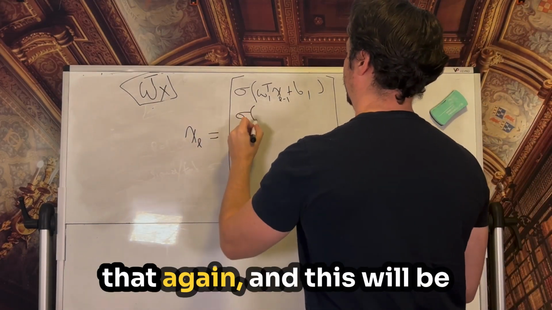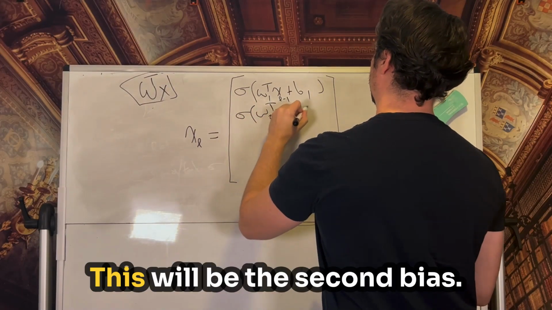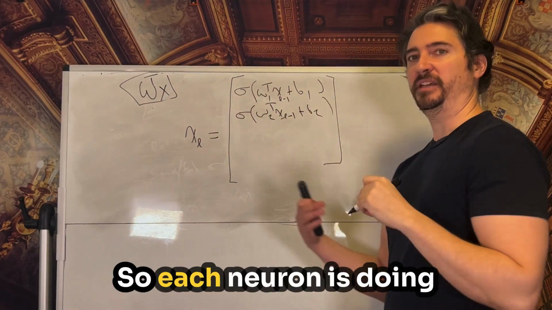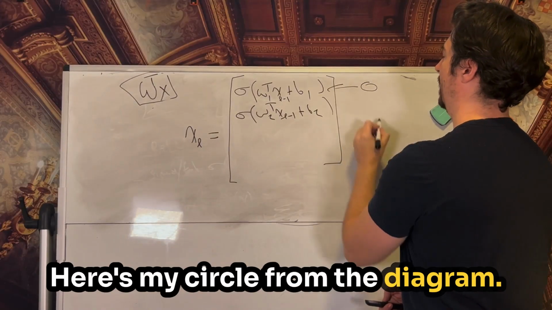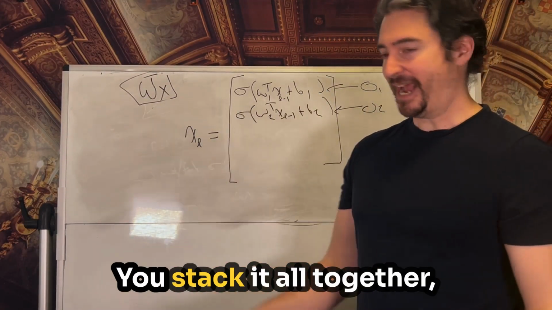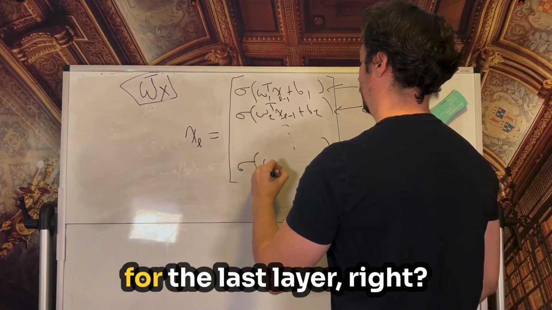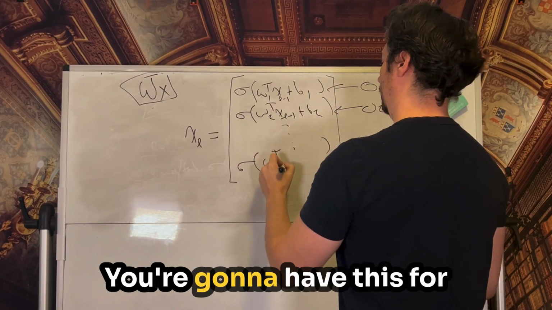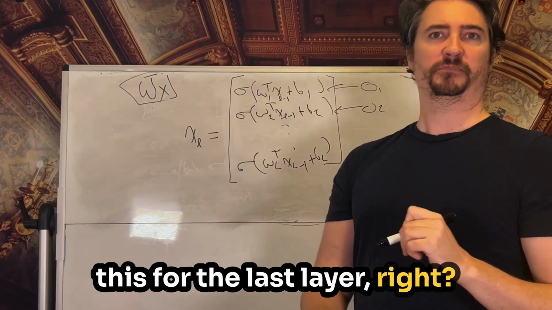So we have that again, and this will be the second weight vector. This is still L minus 1. This will be the second bias. So each neuron is doing each thing in here. Here's my circle from the diagram. That neuron is 1. That neuron is 2. You stack it all together, dot, dot, dot, and you're going to have the transformation. We're going to have this for the last layer, minus 1, and this for the last layer, right?